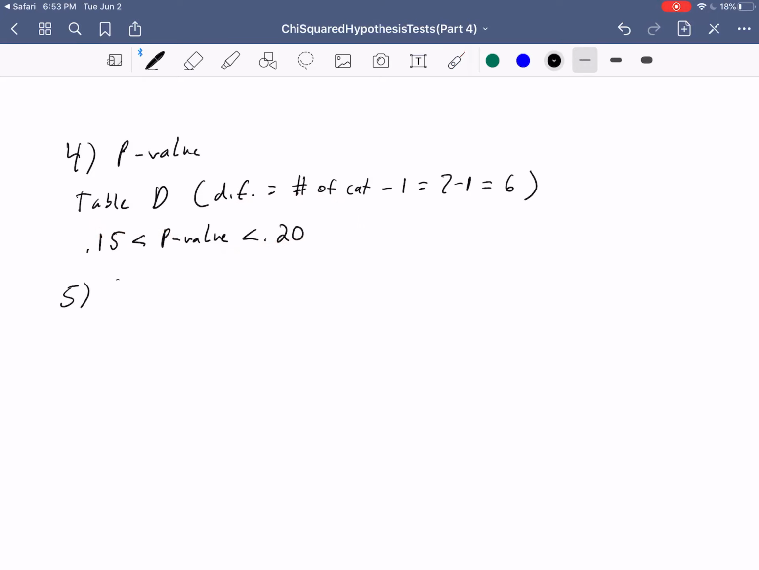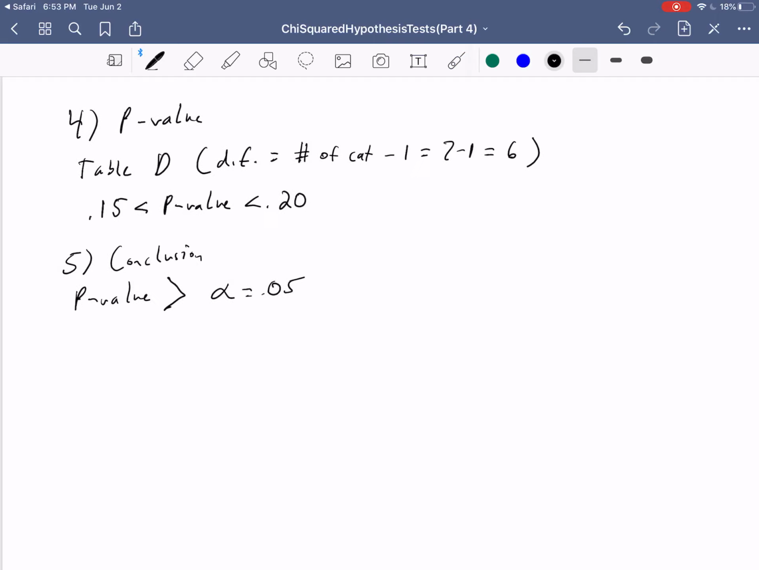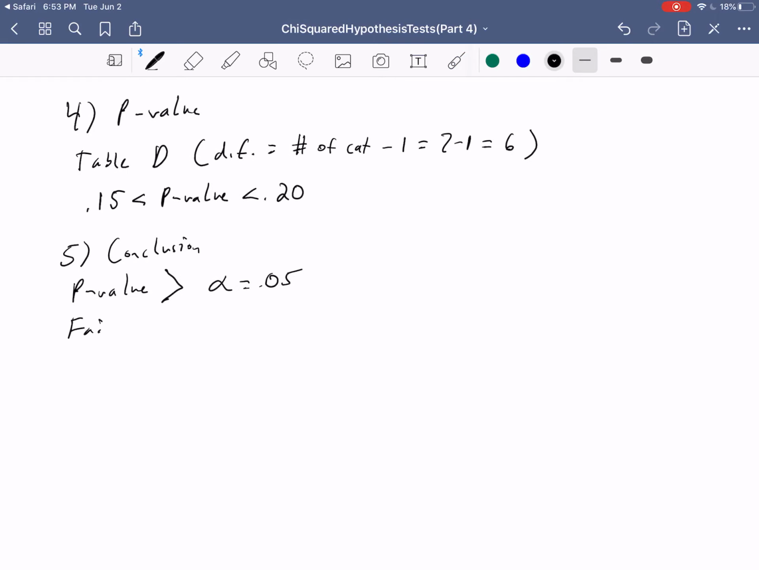Then we can go ahead and make our conclusion. We take this p-value and we compare it against alpha of 0.05. This is somewhere between 15 and 20%. This is 5%, so clearly the p-value is much larger here. So that means we're going to fail to reject H0. So we're failing to reject H0. That means there's no evidence for our claim.